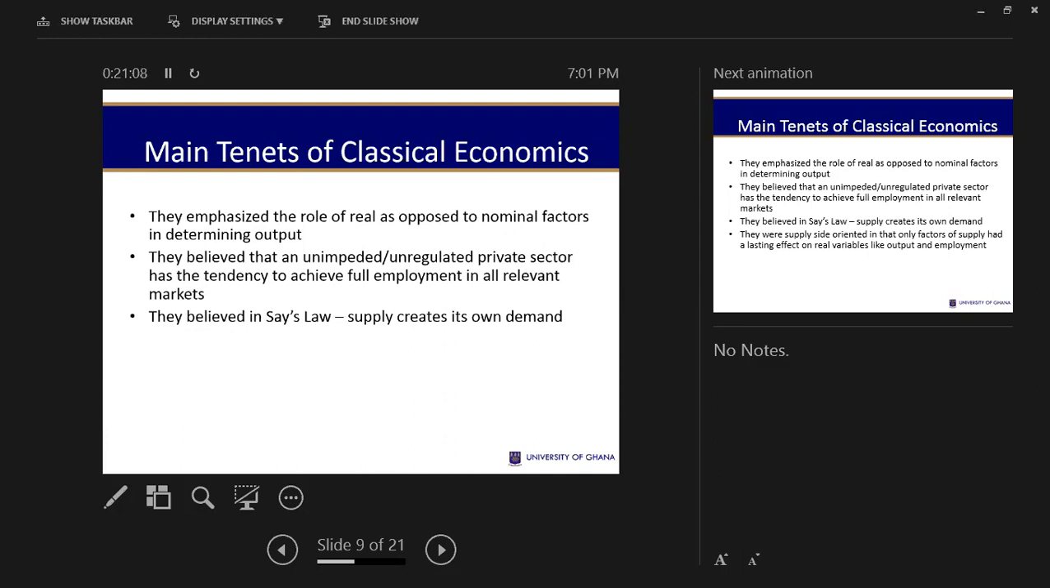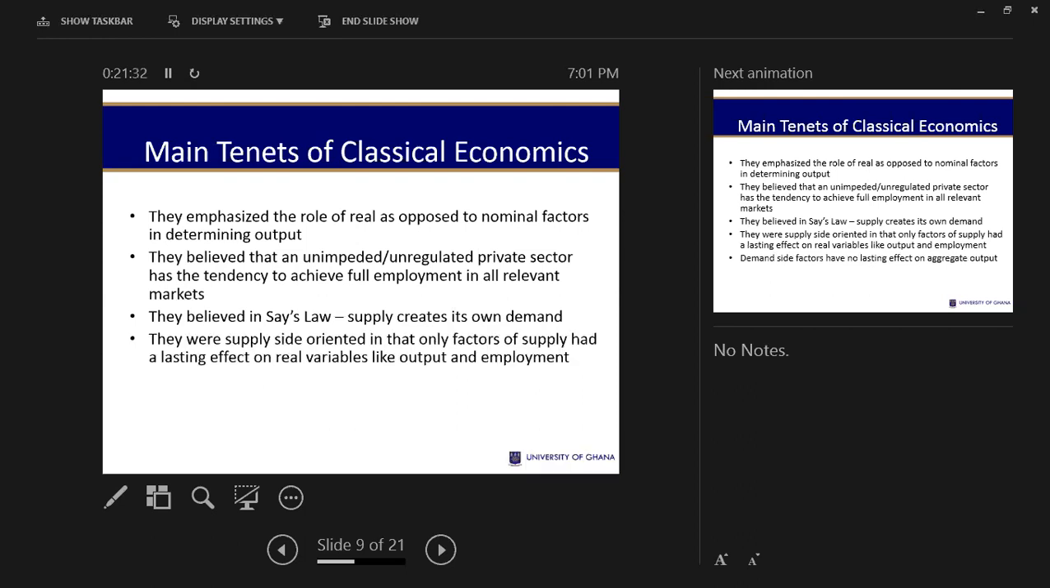So if the economy is producing good A, then definitely that production of good A is going to create a demand for that good A that has been produced. Okay, so they also believed in that. You just produce, just produce. When you produce, there will be demand for whatever good that you have produced. Okay, so this means that they were more supply side oriented.